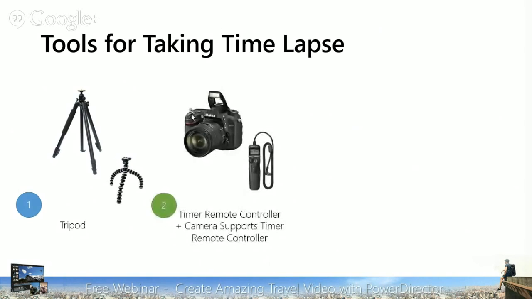The second thing you need is a camera, of course. There are several different types of camera setups you can use. The first, the more traditional way, is if your camera doesn't have a built-in time-lapse mode or interval mode, then you can use a camera that supports a timer remote controller, like this Canon model, which supports a timer remote controller.